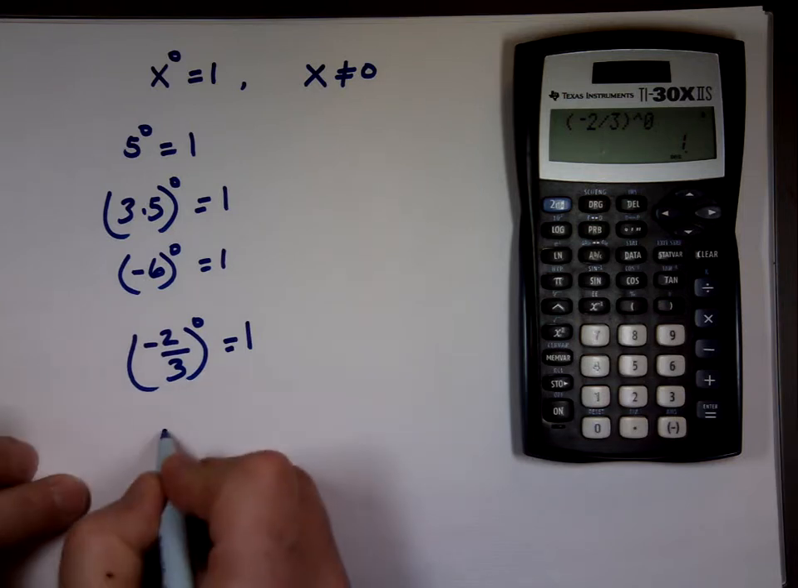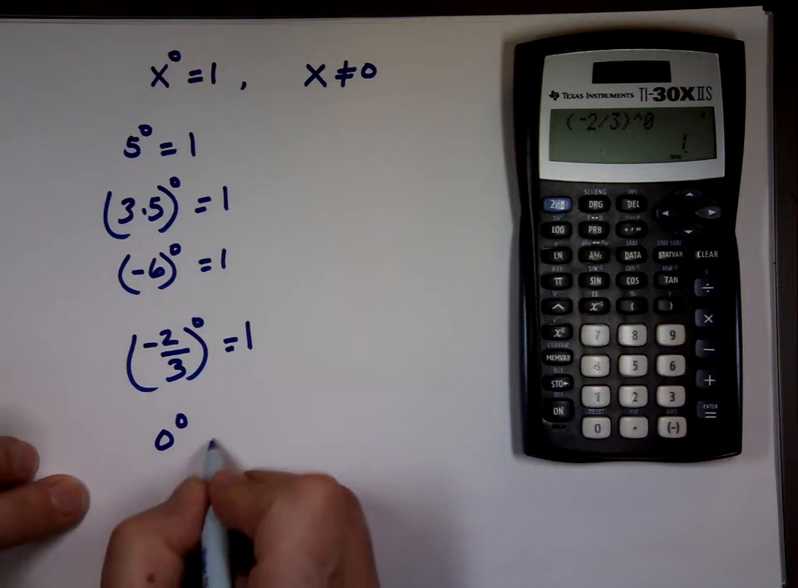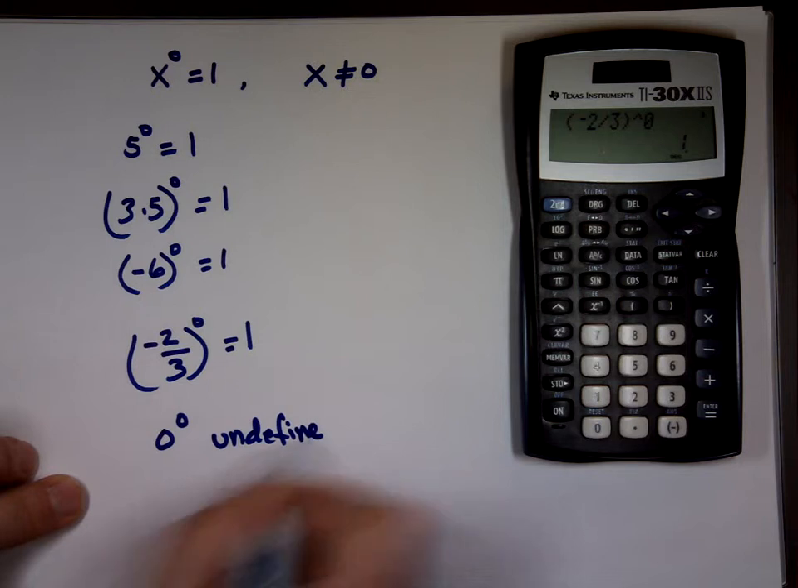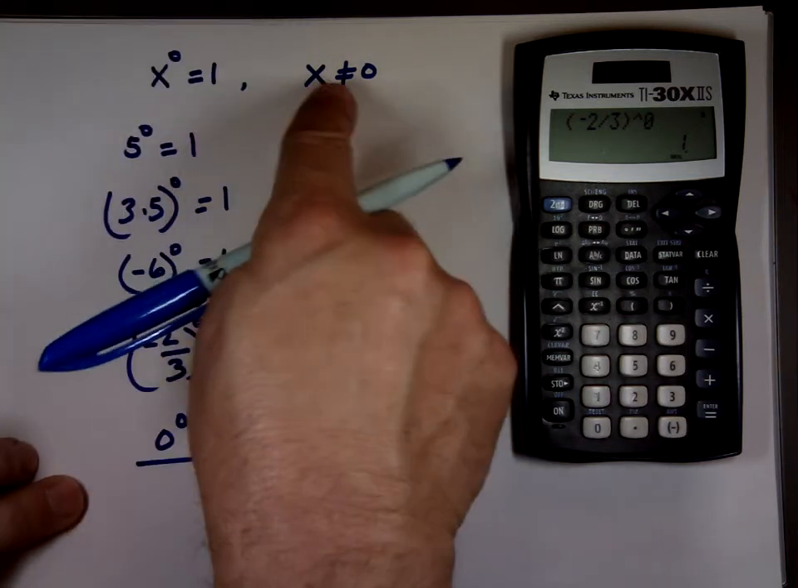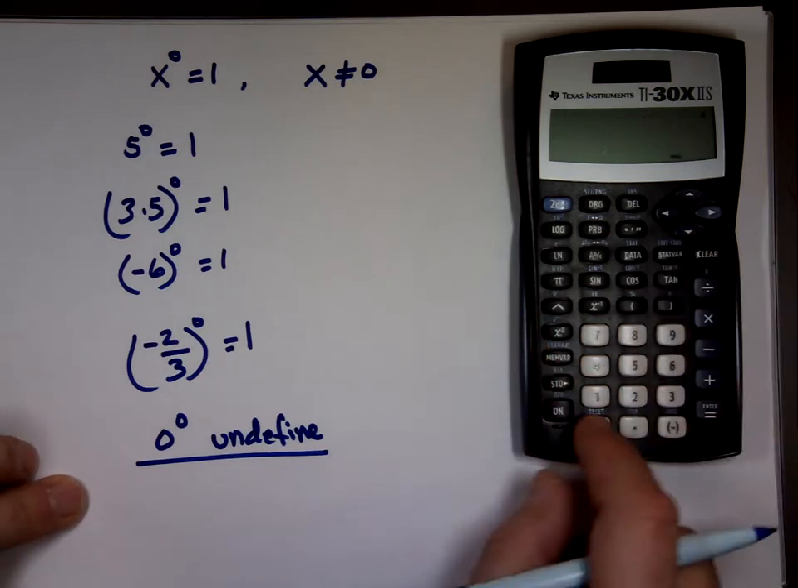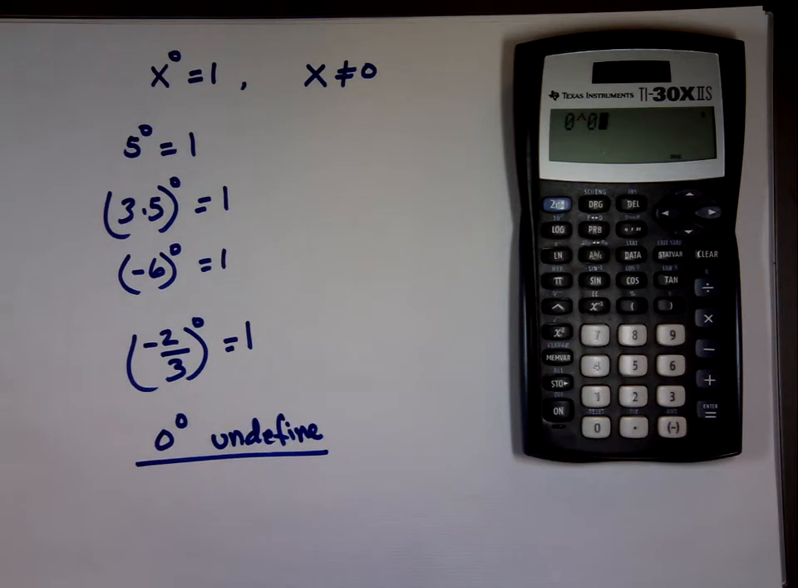Except 0 to the 0. That's not a 1. That's undefined. Does not exist. That's why this law says anything to the 0 power is 1 except 0 to the 0 power. Let me try that 0 to the 0 power. It should give me an error on my calculator. 0 to 0, domain error. Can't be done. Undefined. No solution.